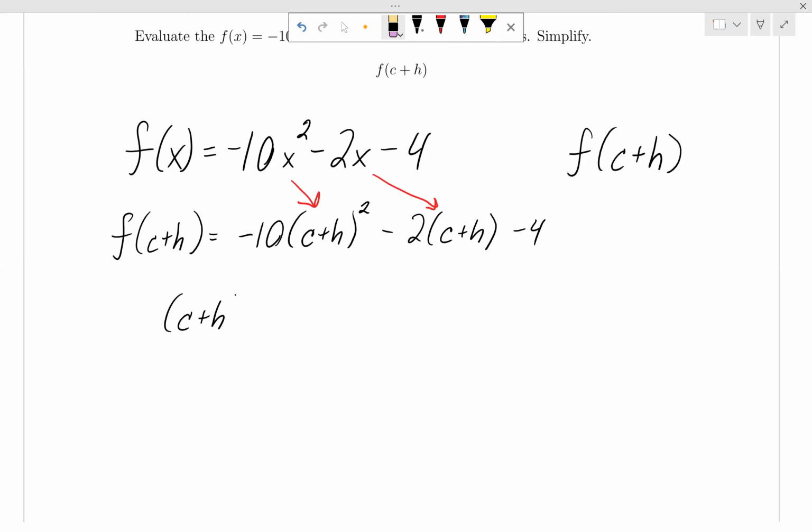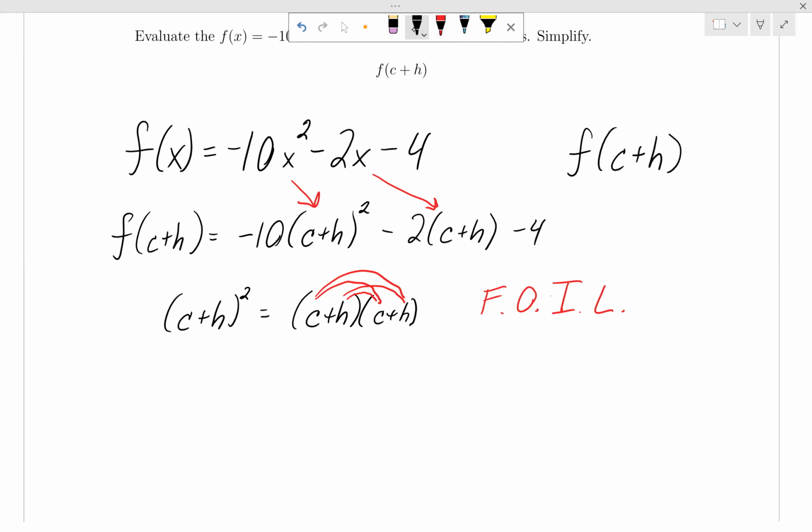(c plus h) squared. We learned earlier that when we multiply binomials like this, we have c plus h times c plus h. We do the first terms times each other, our outer terms times each other, our inner terms times each other, and then the last terms times each other. And it was a cute little acronym to help us remember that: FOIL, first terms, outer terms, inner terms, and our last terms.